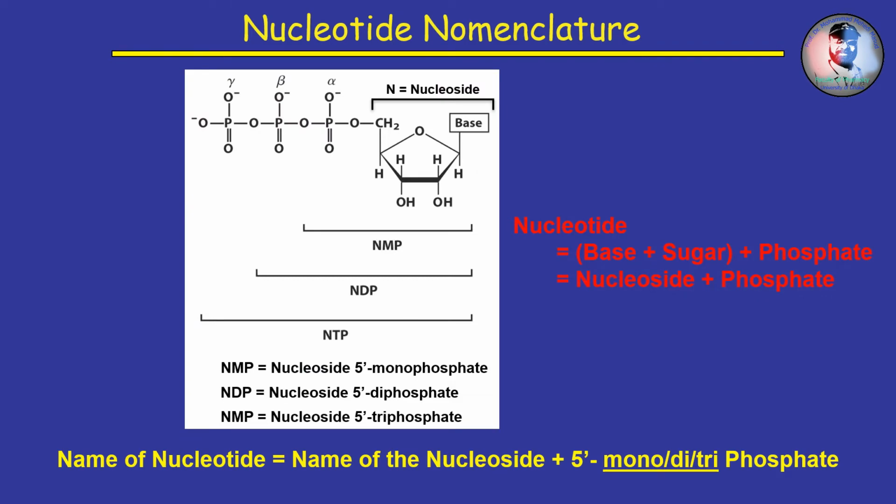Now about the nomenclature of nucleotides. By systematic nomenclature, the name of the nucleoside part is given first, followed by the phosphate part name with the position where it is added to the sugar part, that is the 5' position.